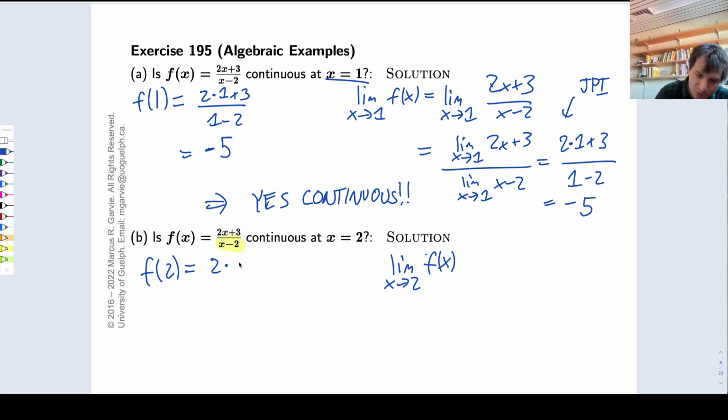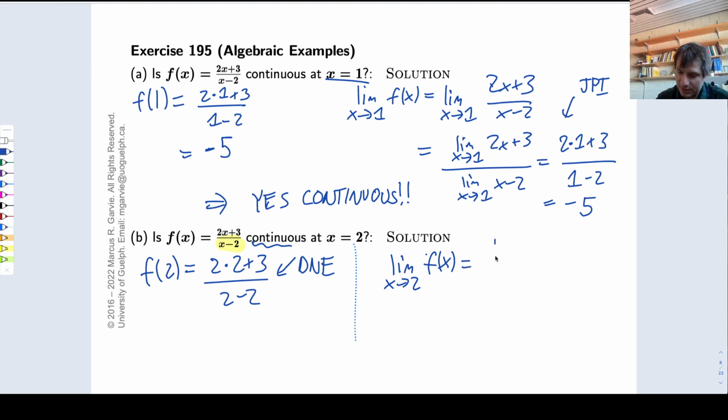So this would be 2 times 2 plus 3 divided by 2 minus 2. Dividing by 0 is not allowed. This does not exist. So the function is not even defined at x equals 2. Already we know it's not continuous. That's already enough to say it's not continuous. But let's just, for fun, keep going and calculate the limit as well.